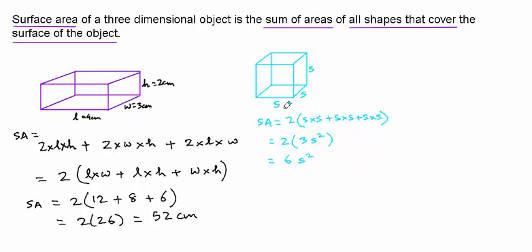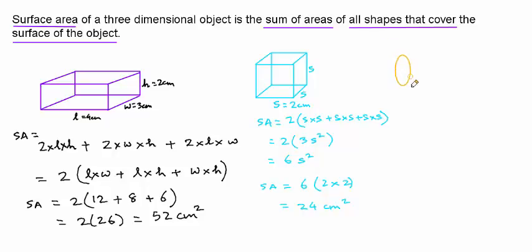For example, if you have a cube with each side equal to 2 centimeters, the surface area of such a cube would be equal to 6 times 2 times 2, that is 24 square centimeters. We should have had a square over here, because we are referring to an area. Area would always come in unit square.